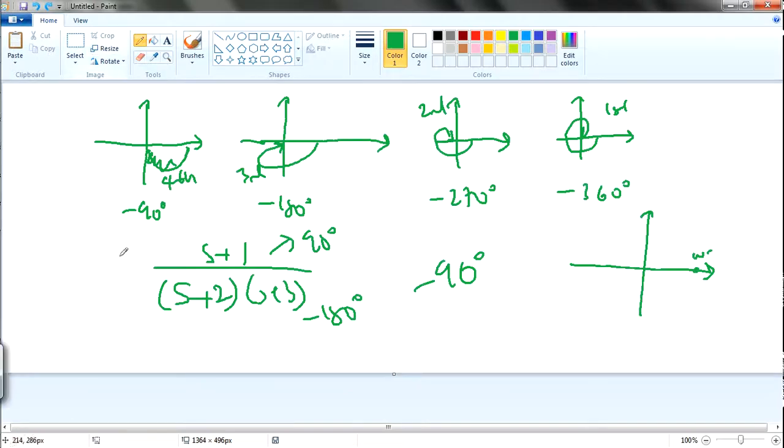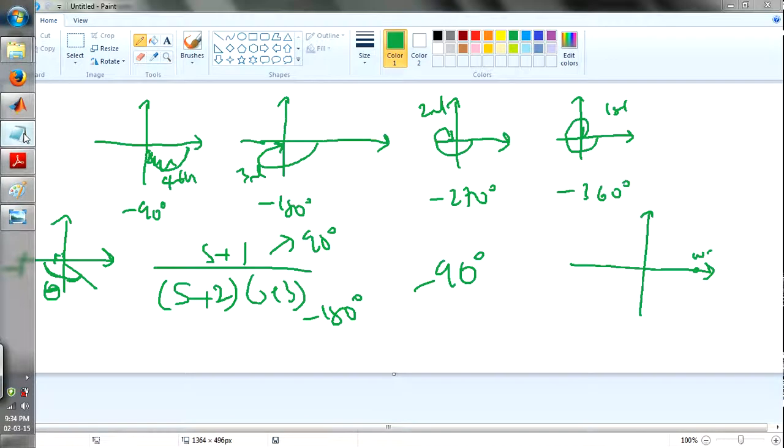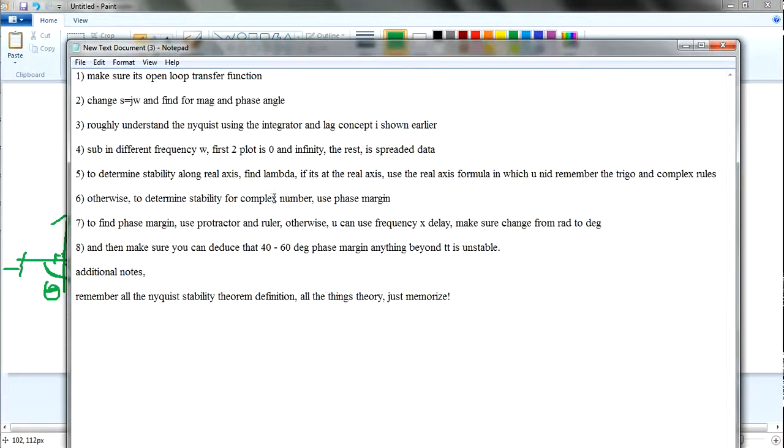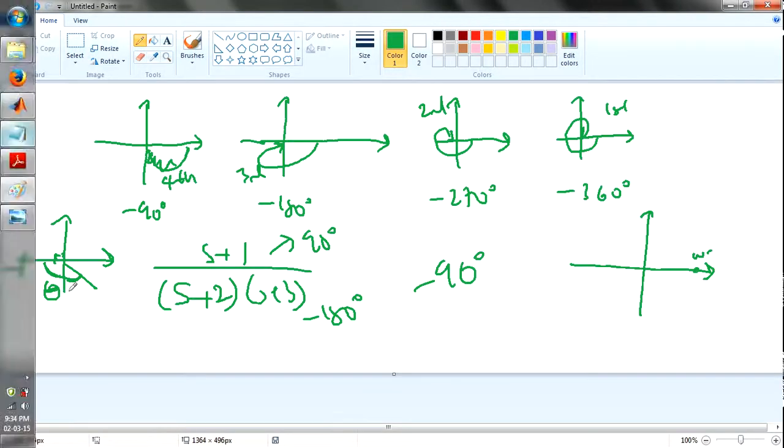So in other words, if you have a graph over here and your lambda is very small compared to -1, you're further away from -1. And if your phase angle is this big, you're very safe from -1. So this is what it is trying to say. Otherwise, you can determine the stability for a complex number using the phase margin, which is what the phase margin is about.